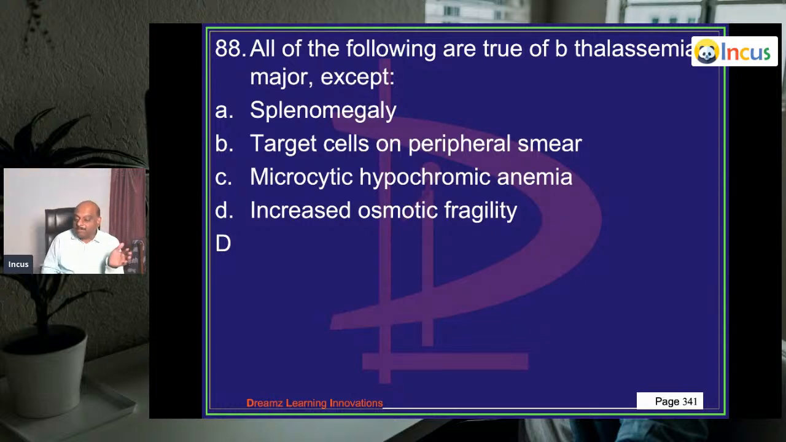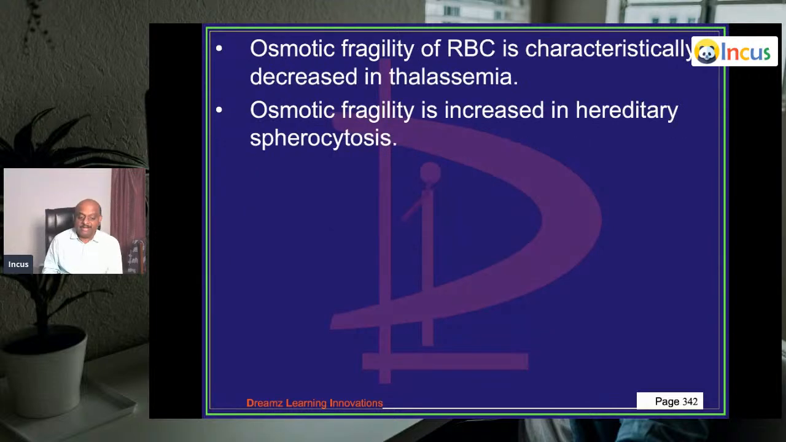In beta-thalassemia, microcytic hypochromic anemia, target cells, splenomegaly are all the features. It is not hereditary spherocytosis, where there is increased osmotic fragility. In thalassemia, osmotic fragility of RBC is decreased.